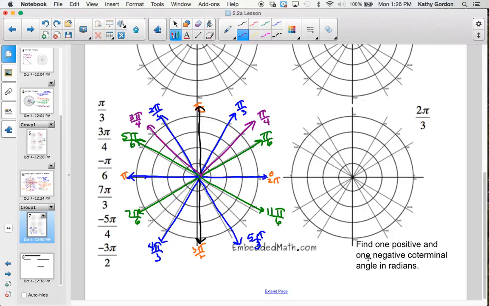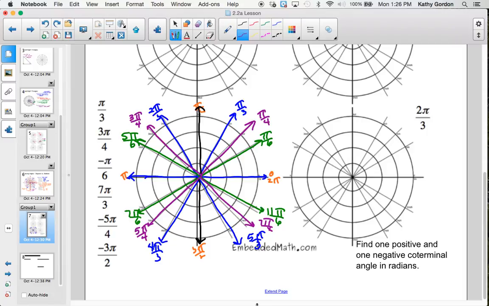Okay? It's my next rotation. 4 pi over 4, which is pi. Next. 5 pi over 4. Next. 6 pi over 4, which is 3 pi over 2. Next. Oops, I got off the line there, but you get the idea. And then finally, 8 pi over 4, which gets us back to 2 pi.